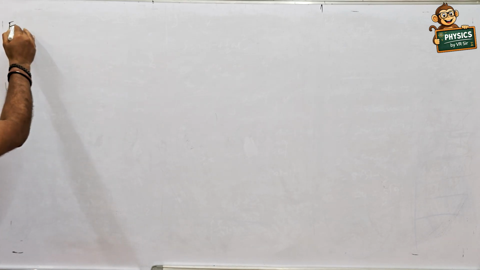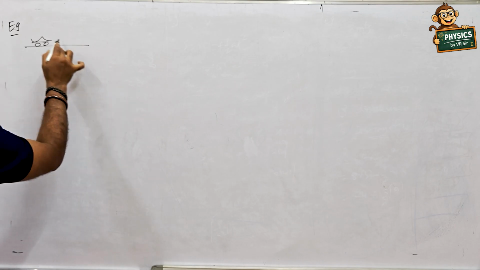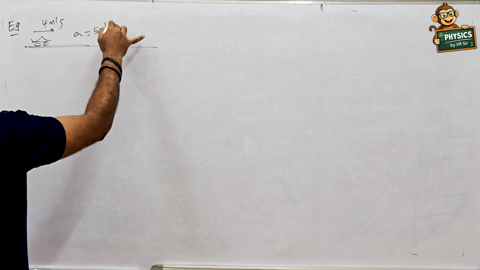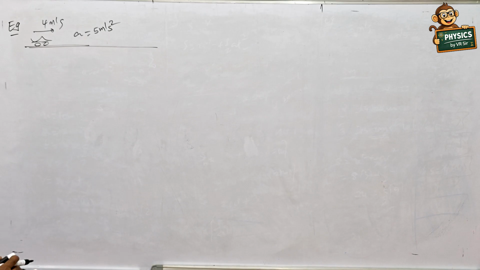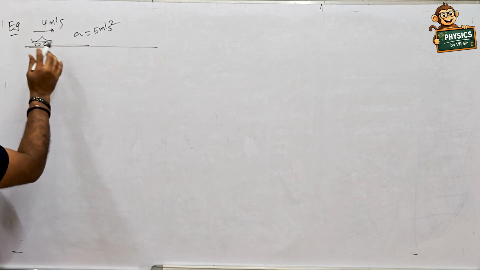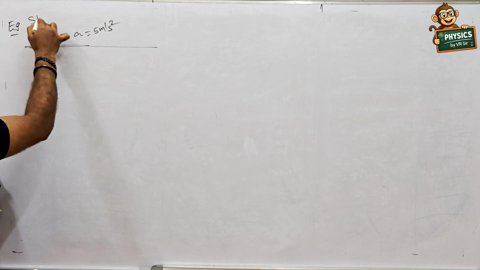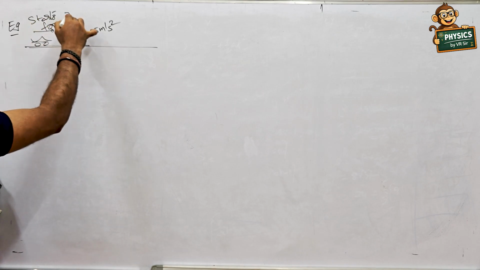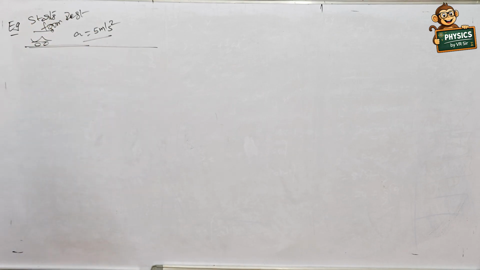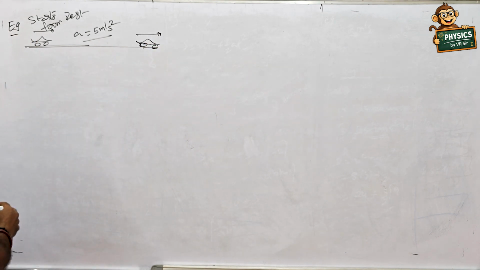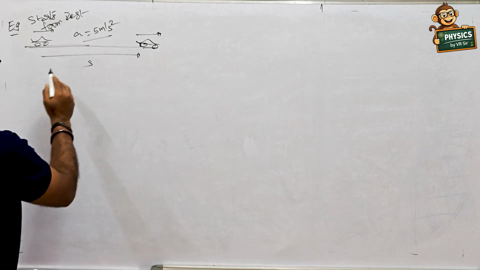So let's go with one more example. Now here the vehicle is moving with 4 meters per second. It is maintaining the acceleration of 5 meters per second square. Of course, a little bit of change we can observe in this numerical. It starts from rest, let us take. It starts from rest and maintains the acceleration of 5 meters per second square. Now after some time has elapsed, it has covered some distance.